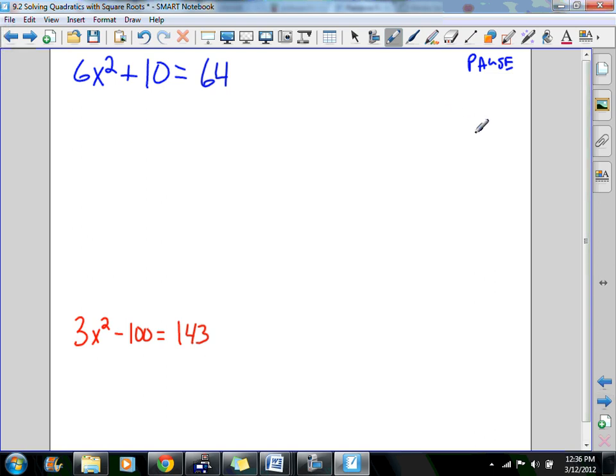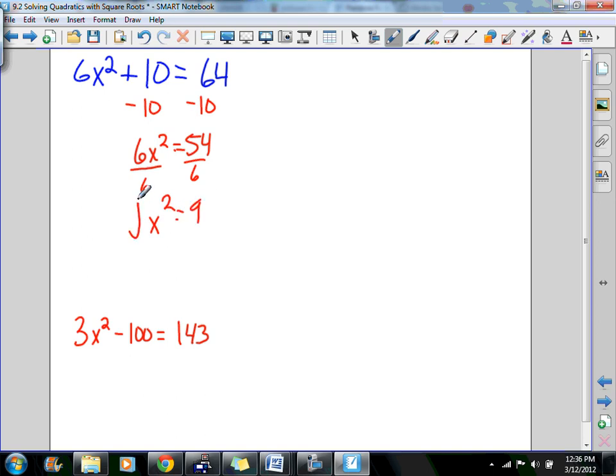Okay, so we're back. We'll move through these rather quickly here. We subtract 10. 6x squared is equal to 54. We divide by 6. X squared equals 9. Square root of both sides. So x equals plus or minus 3. And then you should have checked your answer over here. But that's correct. This one down here, we had 100.